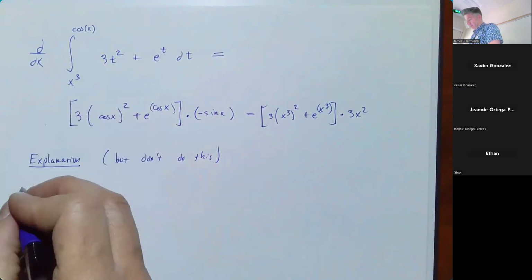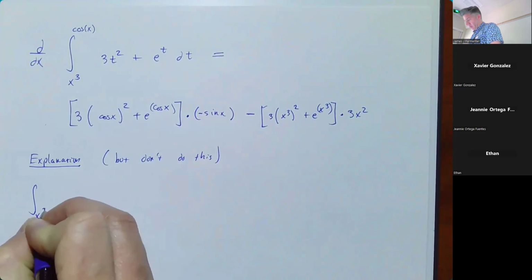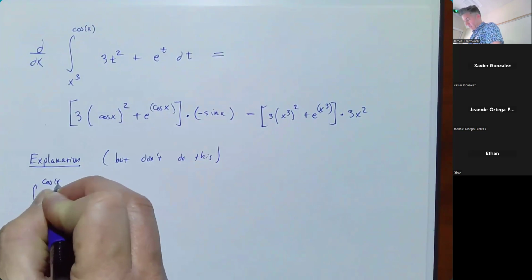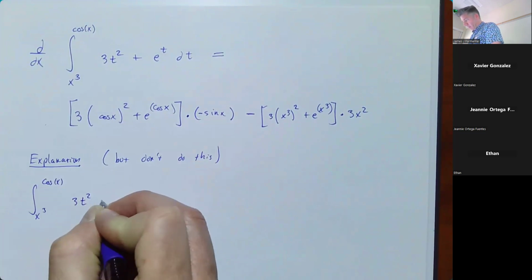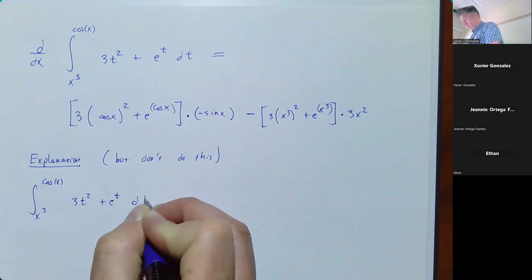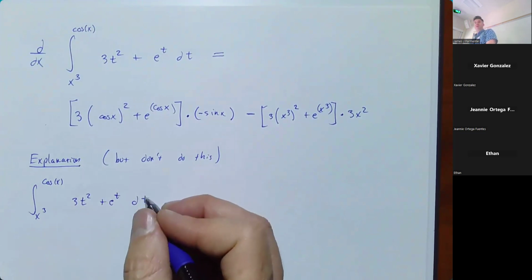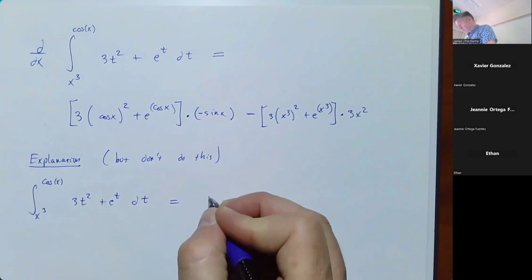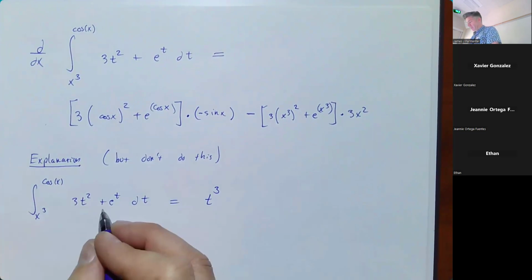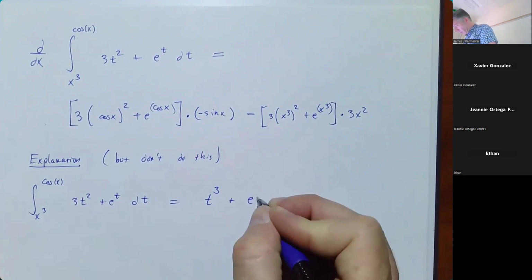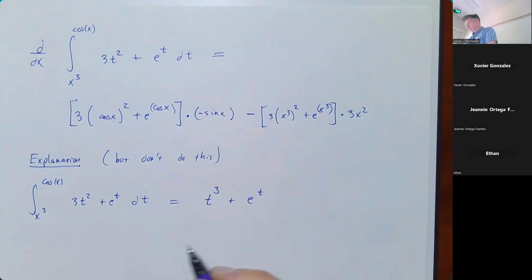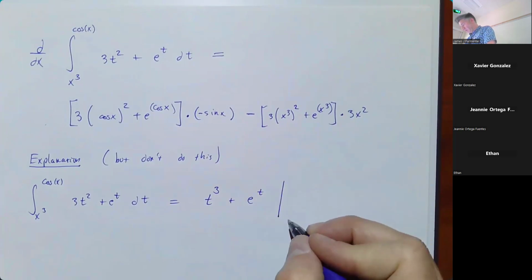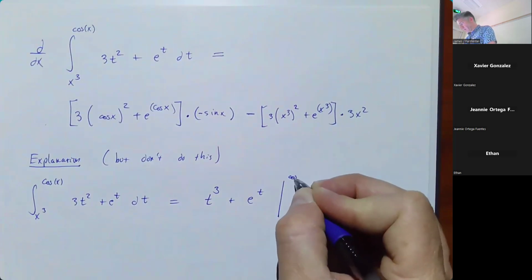If we actually find this integral from x cubed to cosine of x of 3t squared plus e to the t, we're going to use the fundamental theorem of calculus part 2. What's the antiderivative of 3t squared? t to the third. What's the antiderivative of e to the t? Everyone's favorite, e to the t. And we're going to evaluate that between x cubed and cosine of x.